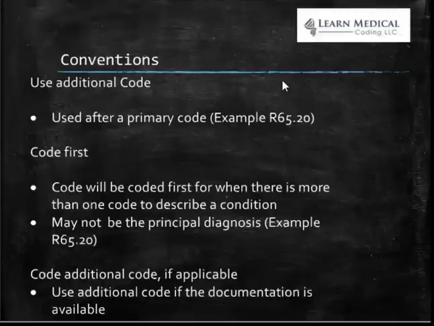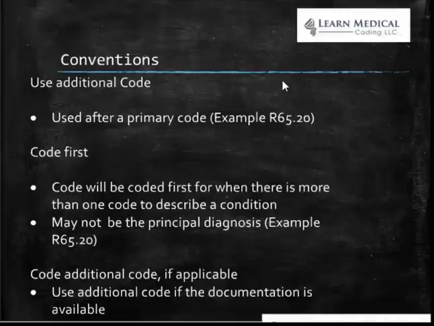So for example, the patient was diagnosed with severe sepsis and the patient had acute kidney failure. You will code R65.20, and acute kidney failure will go second, which will be N17 point, whatever the additional character will be based on documentation. Then you will also code a code first with this code.